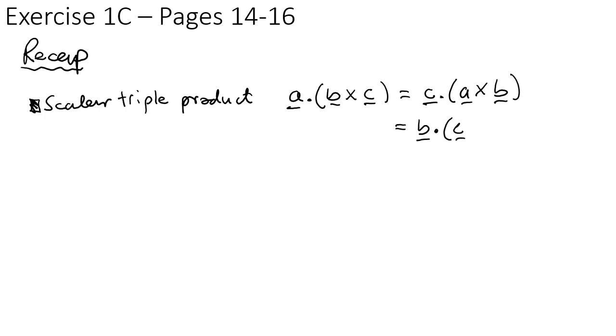Okay, you should now be able to do exercise 1C on pages 14 to 16. So before you do that, we'll just do a quick recap of this scalar triple product. Okay, and this scalar triple product is A dot B cross C, which is equal to, we'll shift them across 1, so we'll get C dot A cross B, cycle it across 1 more time, which is equal to B dot C cross A.